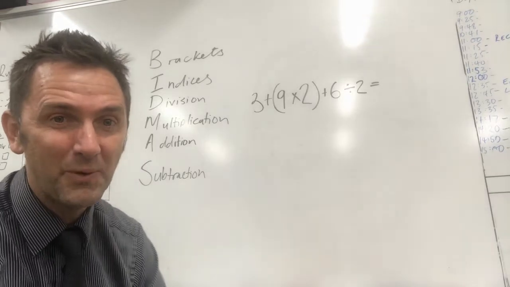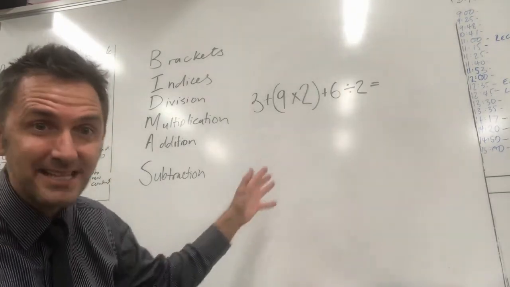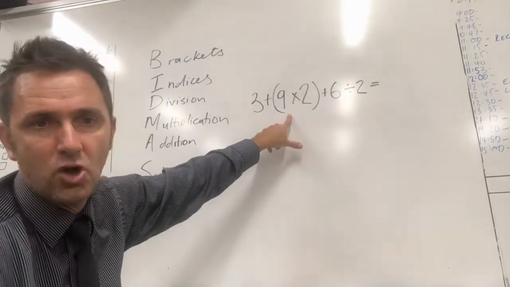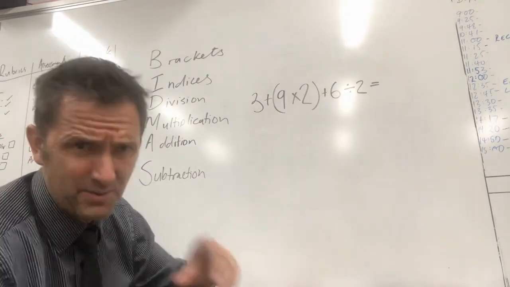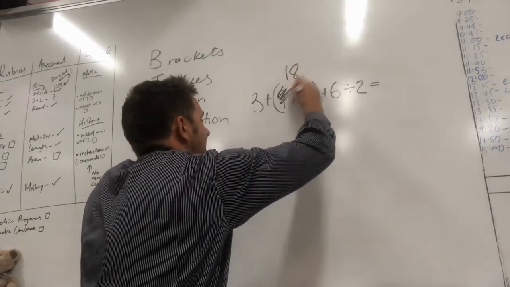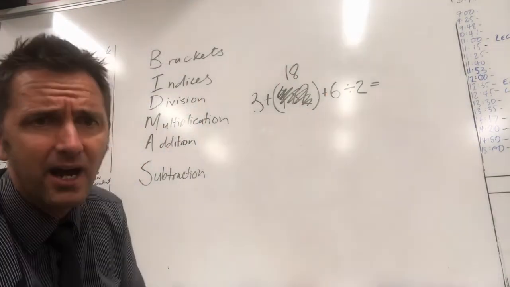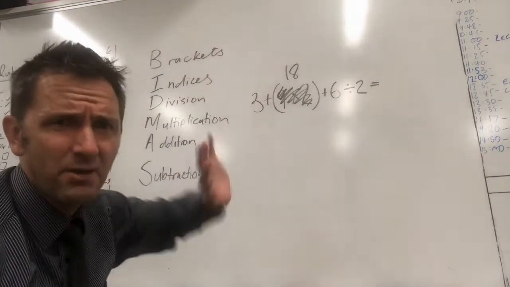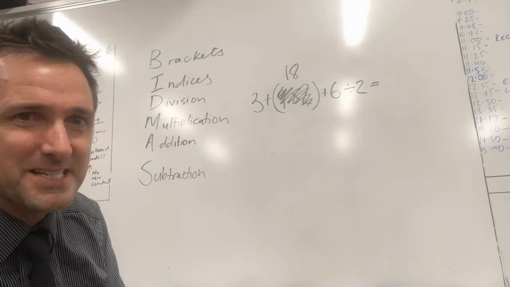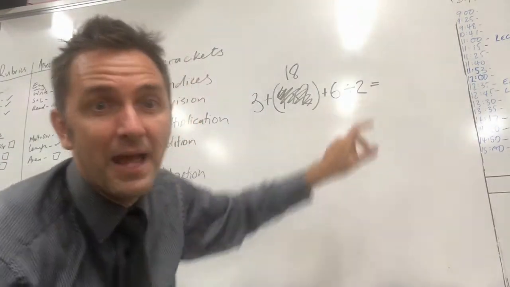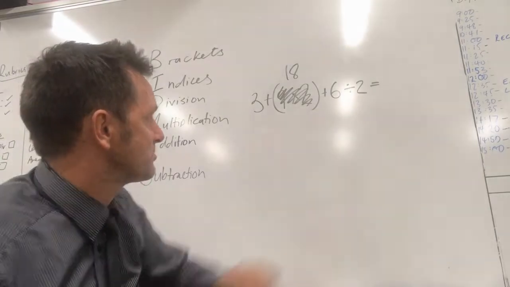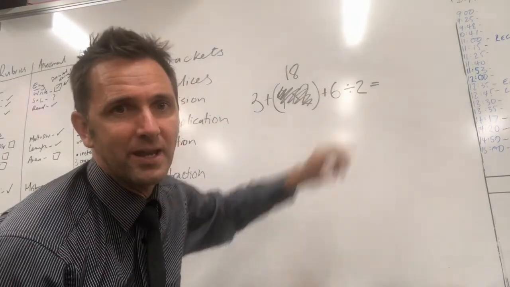Okay, I hope you paused me. Let's use BIDMAS to answer this one. B, are there brackets? Yes, straight away. There's 9 times 2, which equals 18. So we needed to do that one first. So, do that. Okay. Right. Are there indices? No, there's not. Is there a division? Yes, there is a division. A sneaky division over there. We have to do that one next. We're doing that one second, I guess. So that should be 6 divided by 2 equals 3.